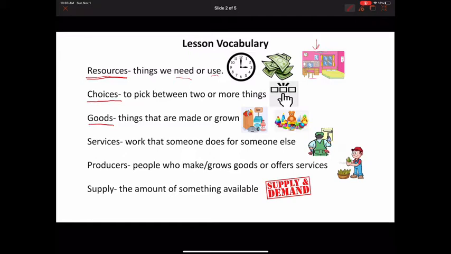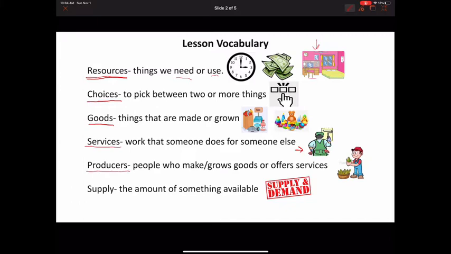Goods are things that are made or grown. So we purchase goods, we buy goods all the time, like food at the grocery store or toys, clothing. Okay, goods are things that are made or grown. Services, that's work that someone does for someone else. So you can see this picture right here of this painter. He is providing a service. He is doing work for someone else. And whoever he is doing the work for, they will give him money for painting and completing that job for them.